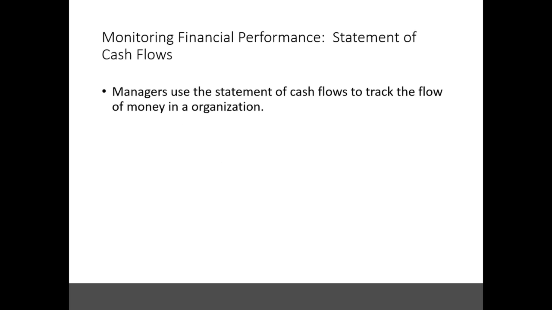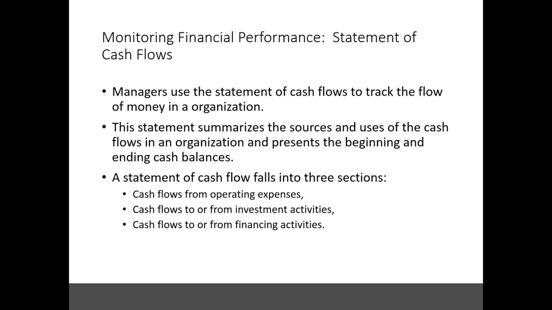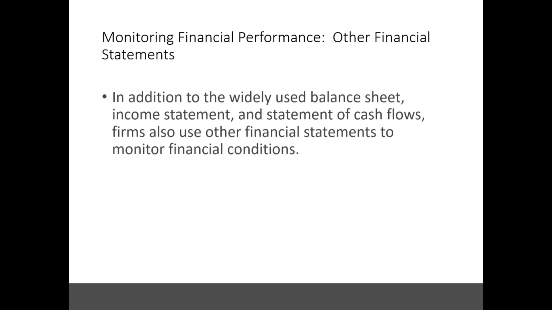Managers use a statement of cash flow to track the money of an organization, how your money is flowing in. The statement summarizes the sources and uses of the cash in an organization and presents beginning and ending cash balances that your business has at the end of any given time. And so a statement of cash flow falls into three sections: cash that flows from operating expenses, cash that flows to or from investment activities, and cash flows to or from financing activities. Those are all part of your statement of cash flow.